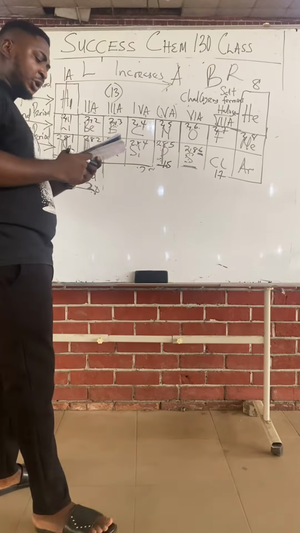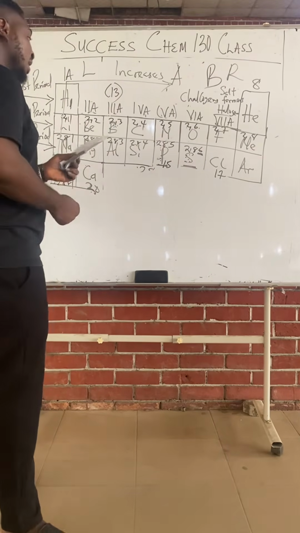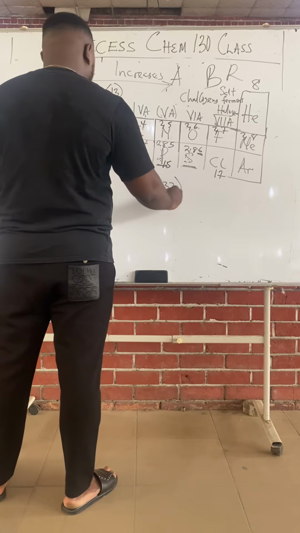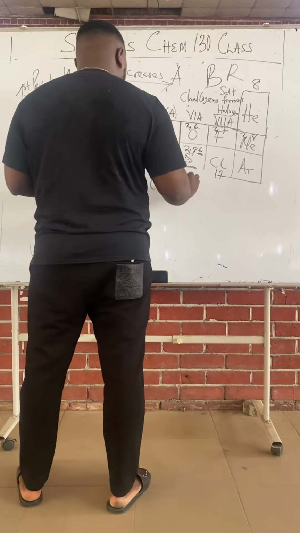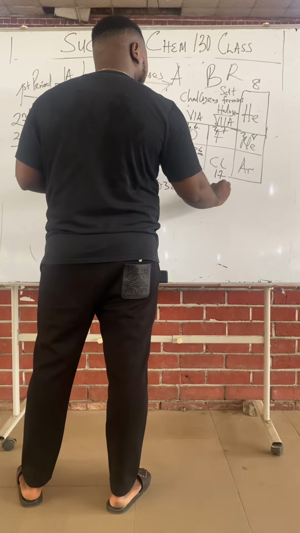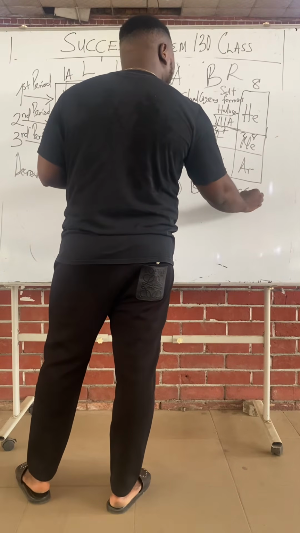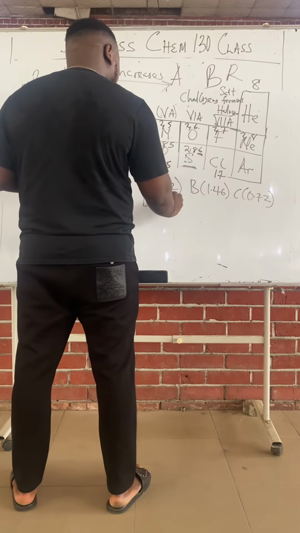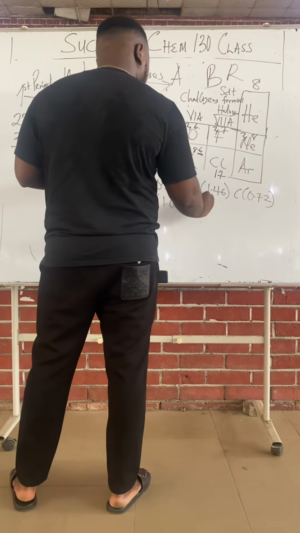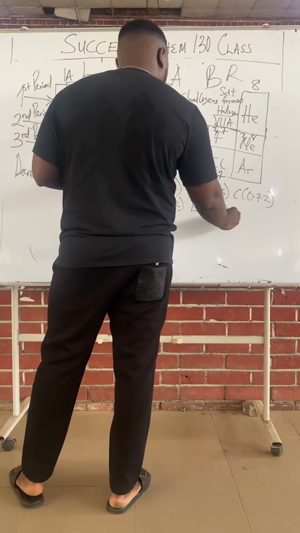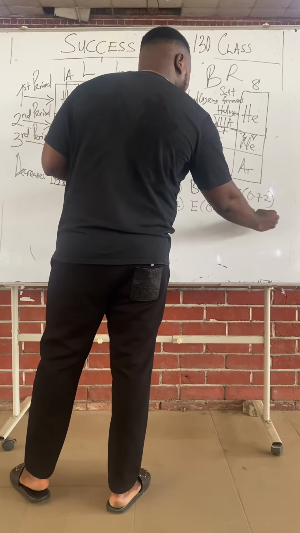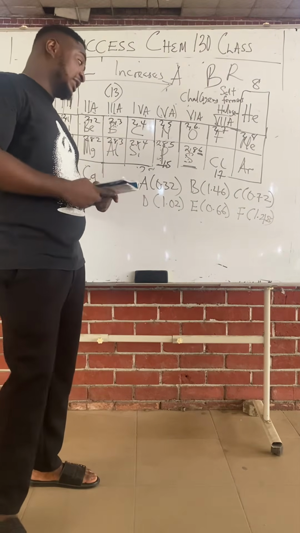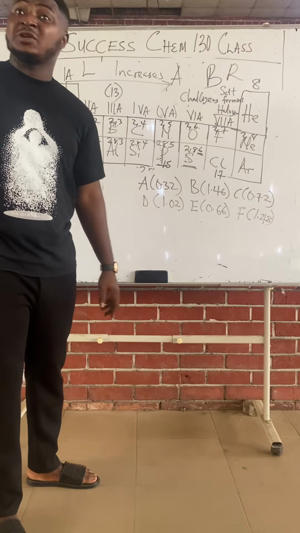Arrange the following in order of increasing ionization energy. A in bracket 0.32. B in bracket 1.46. C in bracket 0.72. D in bracket 1.02. E in bracket 0.66. F in bracket 1.48. Arrange them in order of increasing ionization energy. Class, what they put in bracket is the atomic size.